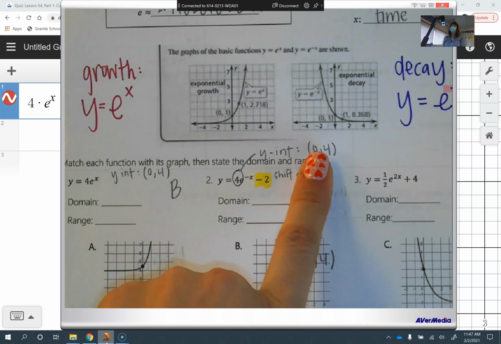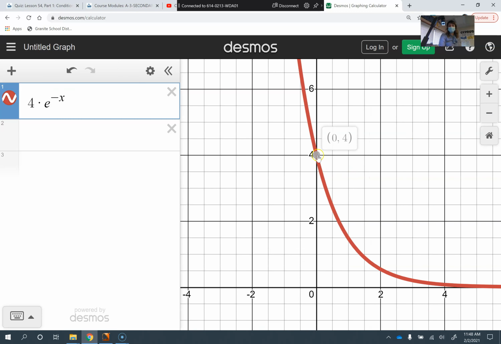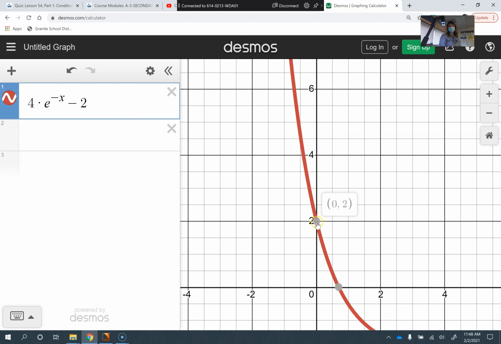So let me show you what that really looks like in Desmos. So here it is looking negative, and it is going through 0, 4. But then I'm going to add on that minus 2, and he shifted down to 2. Is that making a little bit of sense? Are you sure? Okay. So then it looks like we're going to have to do the same here.